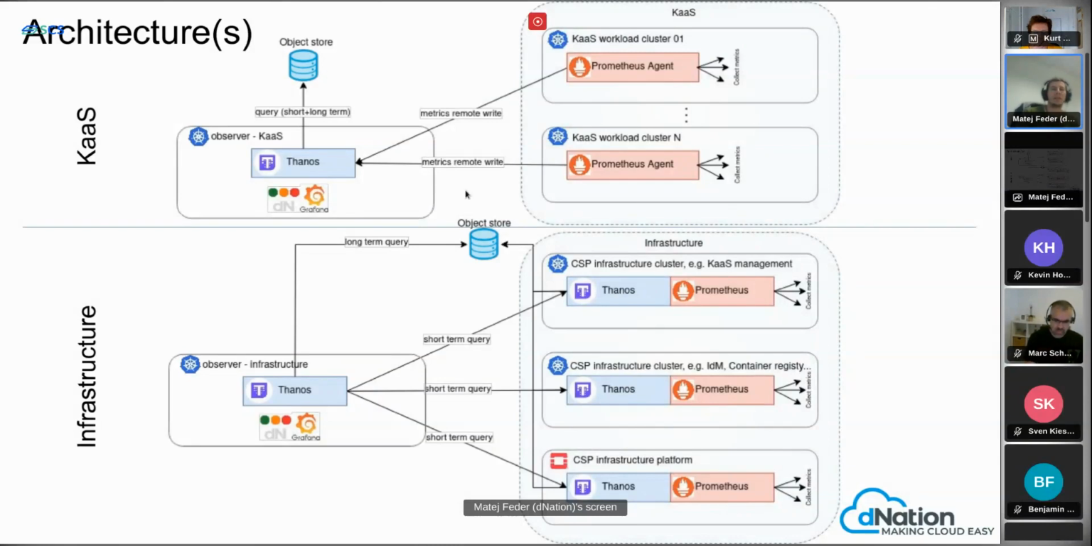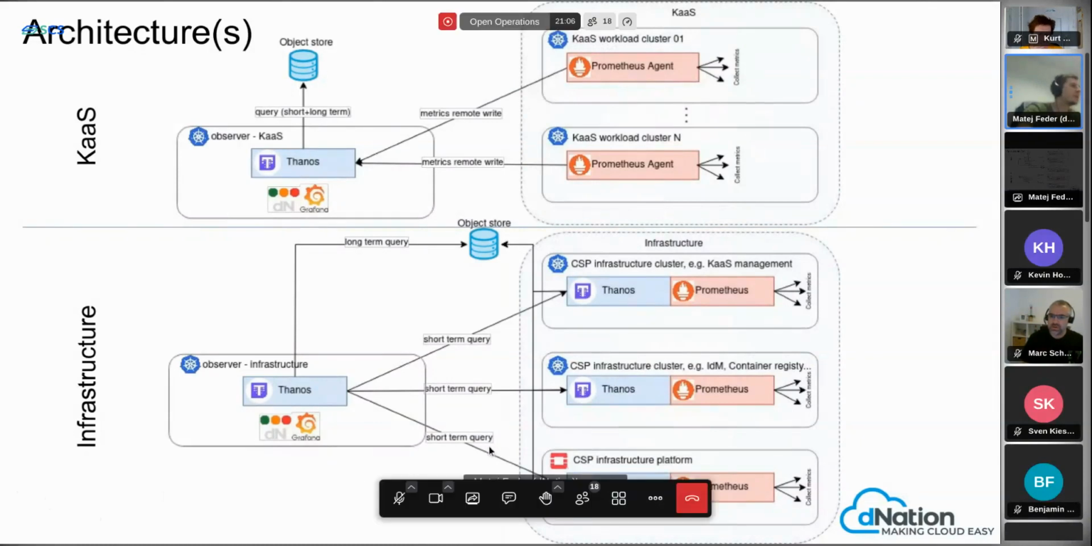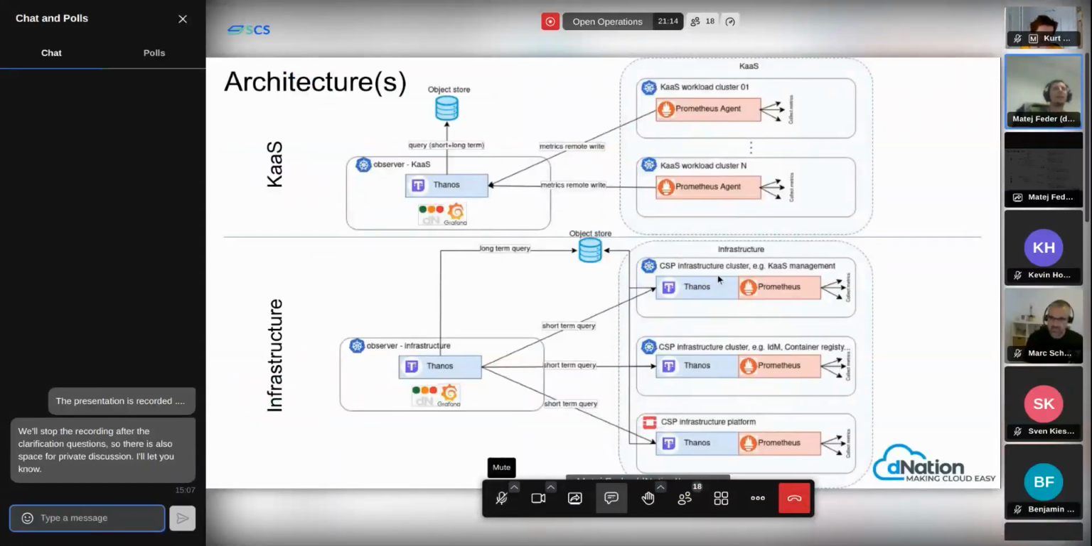So that's it regarding the slides and the very brief overview of our visualization layer and the architecture we proposed and use internally in DNation. Now, if there are no comments or questions regarding the slides or the architecture, we can move forward and show some demo, maybe.